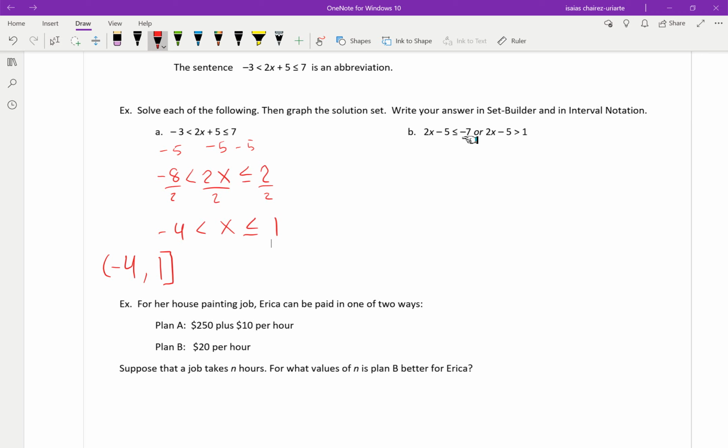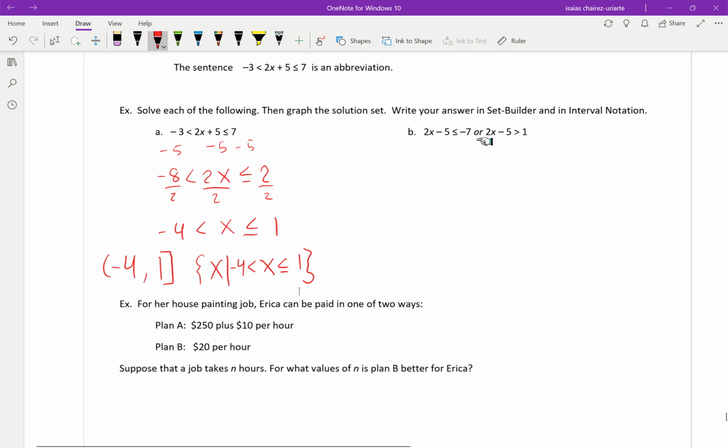The set builder notation would say this: x's such that x is less than or equal to 1, bigger than negative 4. They represent the same set. Okay. So hopefully that worked out for you. Let's think about the next one. Let's solve that inequality.